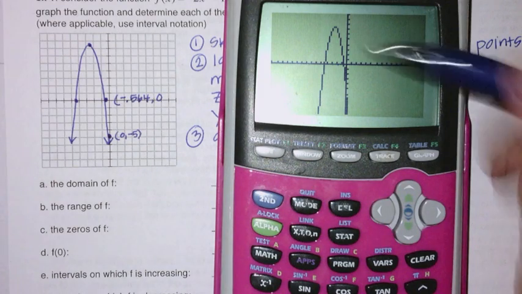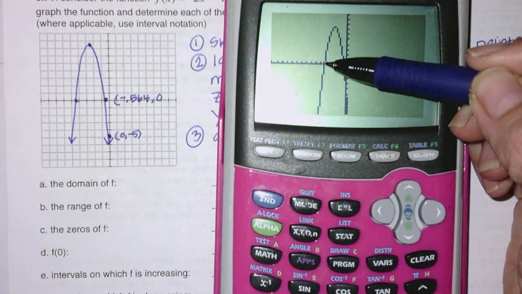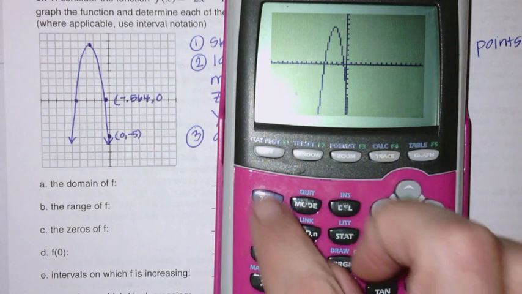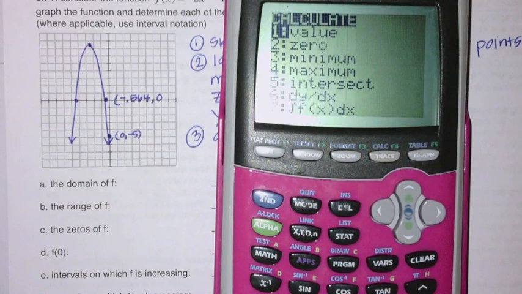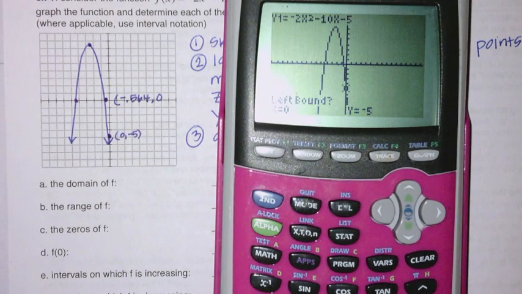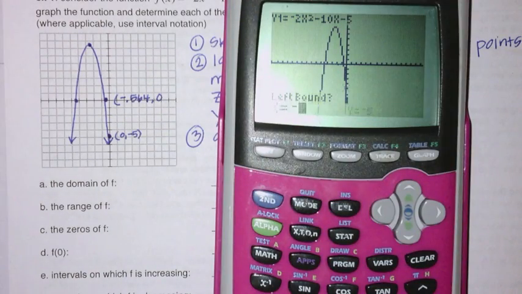So I'll even find the other zero in this mode right here, and I'm going to go second calc. I'm calculating a different zero, and yes, you have to do it for each and every zero. My left bound, just to the left, would be -5, and just to the right would be -4, and then I'm going to have it guess. And there it is, -4.436.